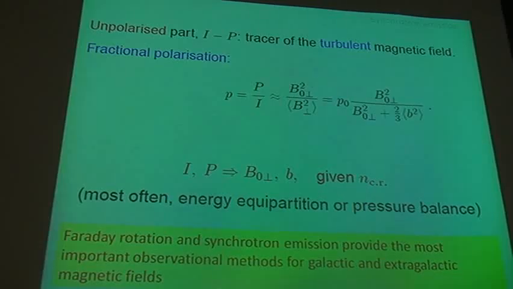Let's think what are the possible difficulties here. RM is the integral from 0 to L of N_e, these are thermal electrons, right, times B along the line of sight, dx. Synchrotron intensity is equal to the integral from 0 to L over cosmic rays, a different population of electrons, times B perpendicular squared, dx. So, in what case can these two variables be unrelated?